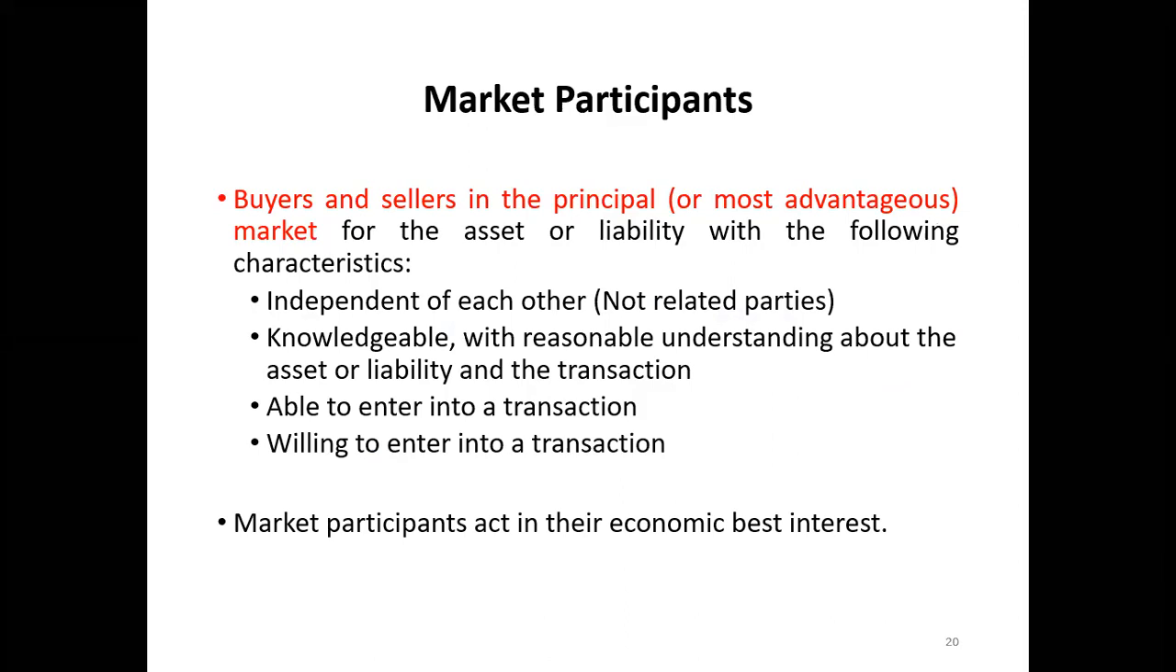They are independent, they are knowledgeable parties, in the sense they have a reasonable understanding about the asset or liability and the transaction. They are able to enter into the transaction, right? They are not just willing, but they are able, right? There may be parties who would be willing to purchase the latest edition of iPhone, but if he or she is not able, then he is not a market participant. So willingness itself may not help, but you have to be able. Therefore, all these conditions must be there.